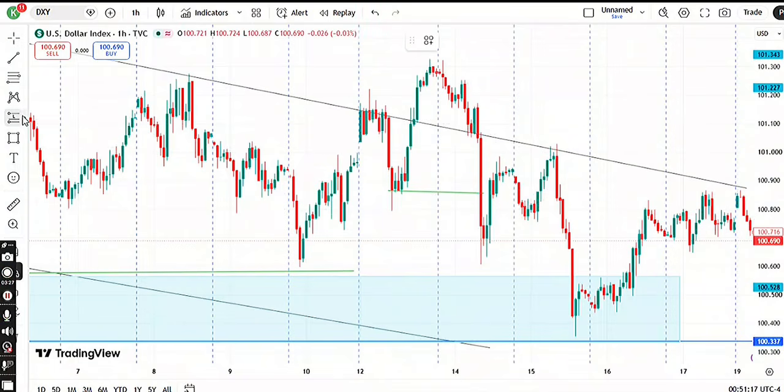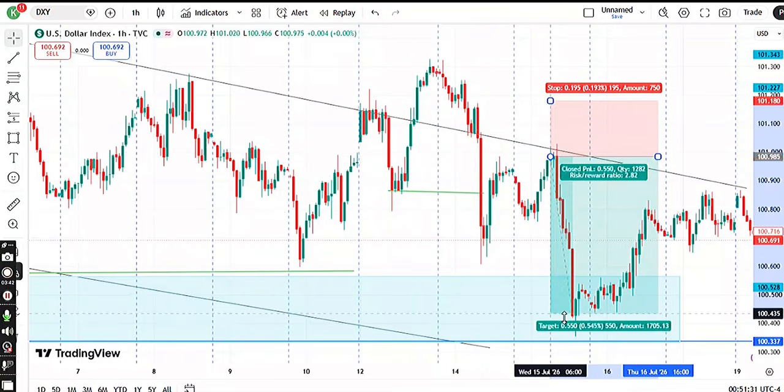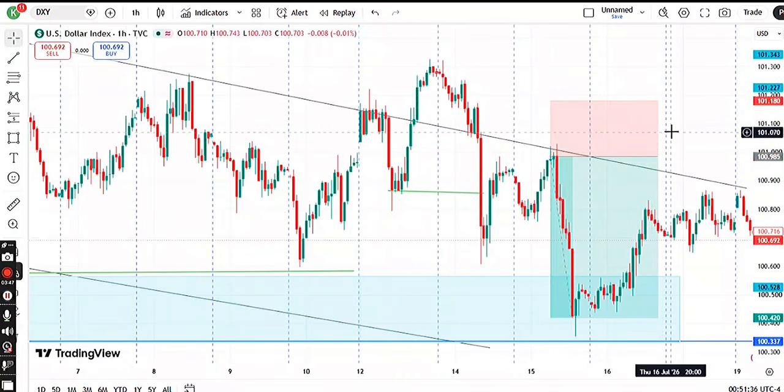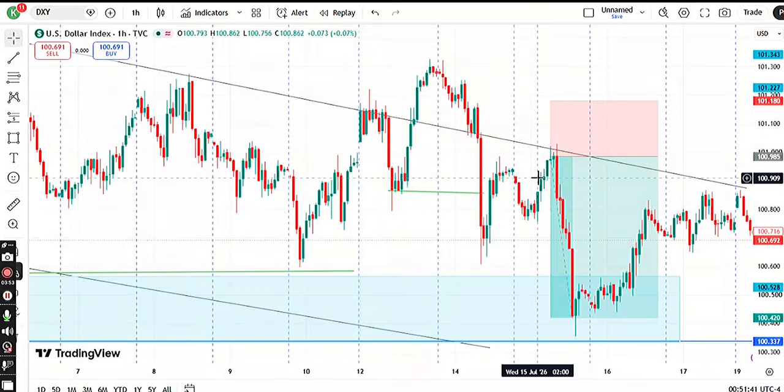That is exactly where you would have gone short, taking position at this particular point and placing your stop loss just above it, all right? And placing your take profit just inside that particular fair value gap. This is exactly the trade you would have taken, not the other way around. So this is how to trade smart, all right?